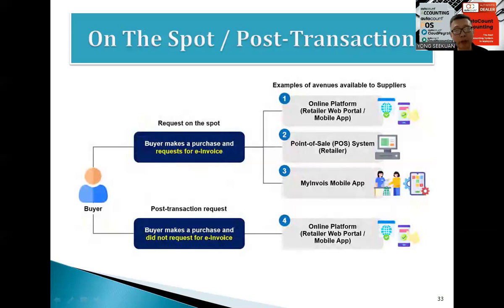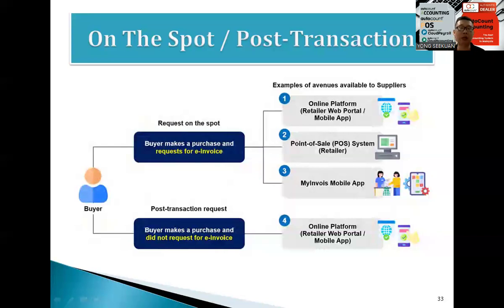Okay, so when you issue this e-invoice, what is the scenario: on the spot or post transaction? Request on the spot means I go to a restaurant and I need to request this e-invoice immediately. I don't want the consolidated invoice. Secondly, I already had my dinner in the restaurant and left, gone back home or back to the office. Can I request this e-invoice from the restaurant later? So that is the meaning.